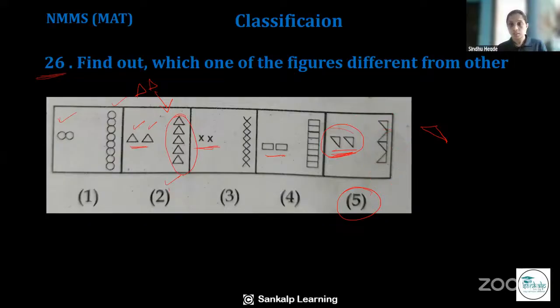So here figure 5 is different from the rest. Why? Because these triangles are connected with a different pattern. In figures 1, 2, 3 and 4, the shapes in the right vertical column are all touching or connected to one another, but in figure 5 they are separated by some gaps. So figure 5 is entirely different from the rest. Our answer is figure 5. Thank you.